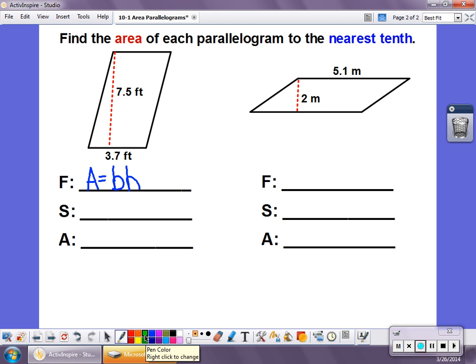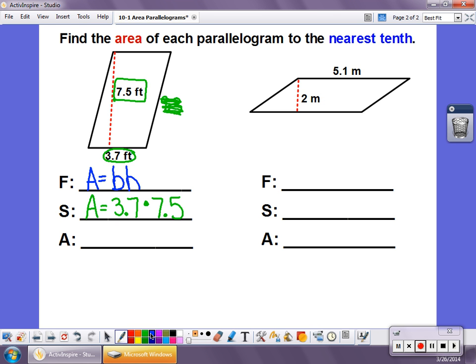The next thing I want to do is my substitutions. This measurement down here is my base, so I'm going to plug 3.7 in here for my base. And then my height is this measurement right here, 7.5. Remember, the height and the base will form a right angle. So we're not going to be using any other measurements. Sometimes they'll give you measurements, like they might label this side 9.3. That's just to distract you. The slanted sides are not going to be used in these formulas because our base and our height have to make a right angle. So if they give you an extra measurement like that, just ignore it.